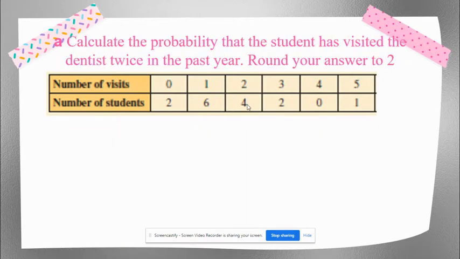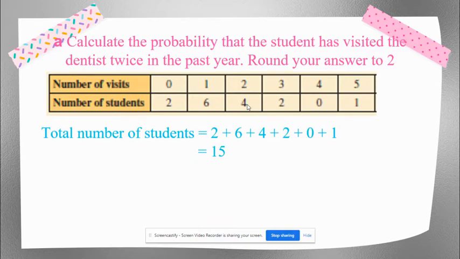So what you do first is you get your total number of students because, remember, for your formula, you need the total. So you're going to take all 2 plus 6 plus 4 plus 2 plus 1 and you get 15. So that's going to sit at the denominator, the bottom number of your fraction. It's going to be your total number of trials was 15. So it's going to sit at the bottom.